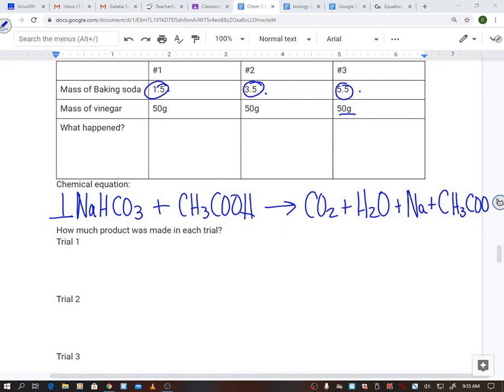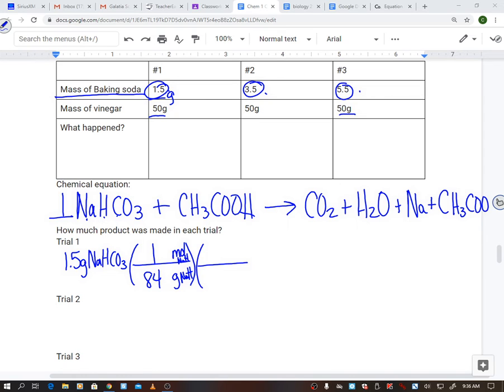But anyway, if you're looking at this, how much product was made in each trial, it's looking at 50 grams versus 1.5 grams. And I'm telling you right now that the baking soda is our limiting. It's not making a lot. We don't have a lot of it. So if I look at this and I say, okay, I have 1.5 grams of NaHCO3. Remember, first step is going from grams of 1 to moles of 1. So grams to moles of this NaHCO3. I'm not going to write it all out. If you were to add up the weight, sodium, hydrogen, carbon, 3 oxygens, that is going to weigh 84 grams in 1 mole.